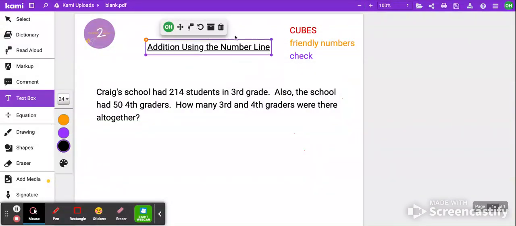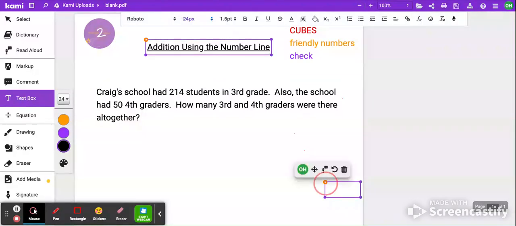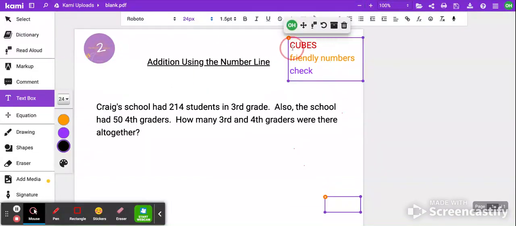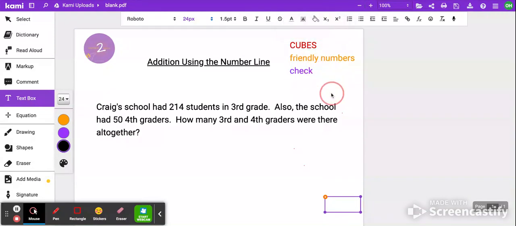So I've been getting a lot of questions about adding using the number line. So that's what we're going to work on today. First, let me explain what we have up here. We're going to use some strategies in order to make sure that we know how and that we actually add correctly on the number line.